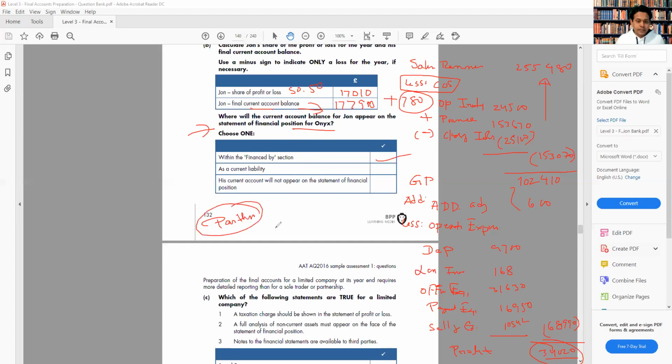the financed by section is the combination of current account and capital account. So this is a combination. The current account and the capital account total is basically the financed by section. So both current and capital balances come under the financed by section.